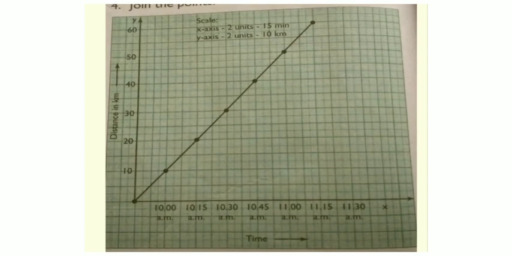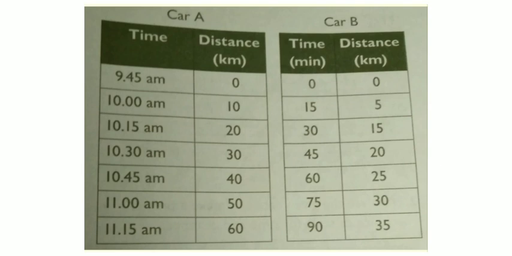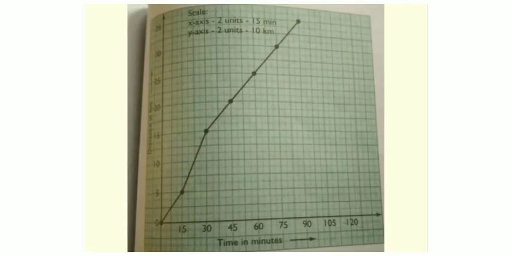Now let us make the distance time graph for car B, which described a non-uniform motion. The same steps are followed and we obtain the following graph. The graph for non-uniform motion does not show a straight line.